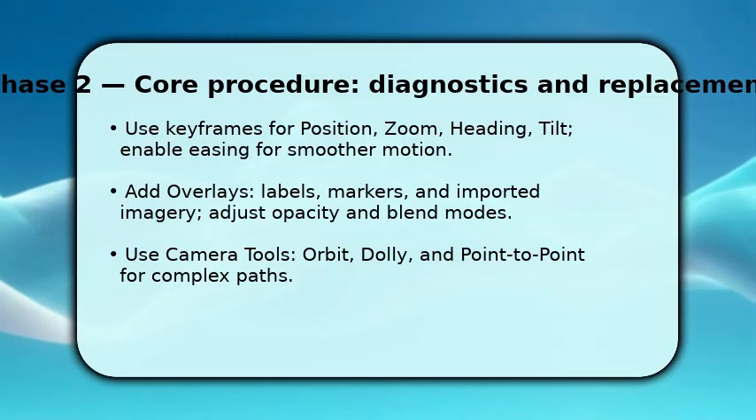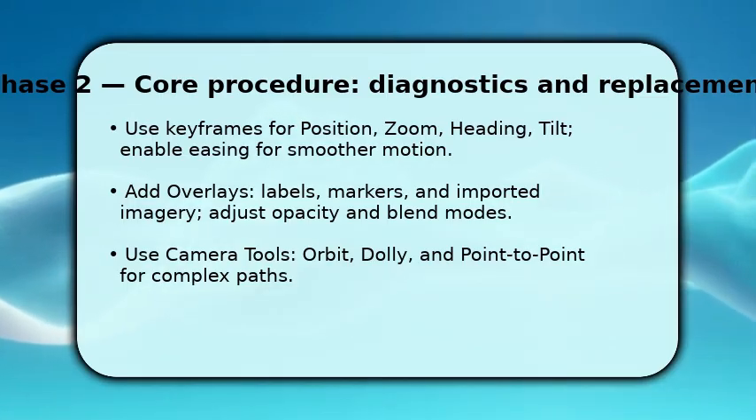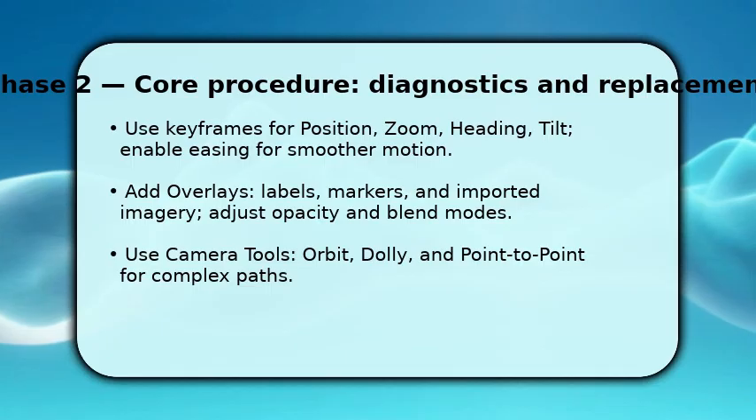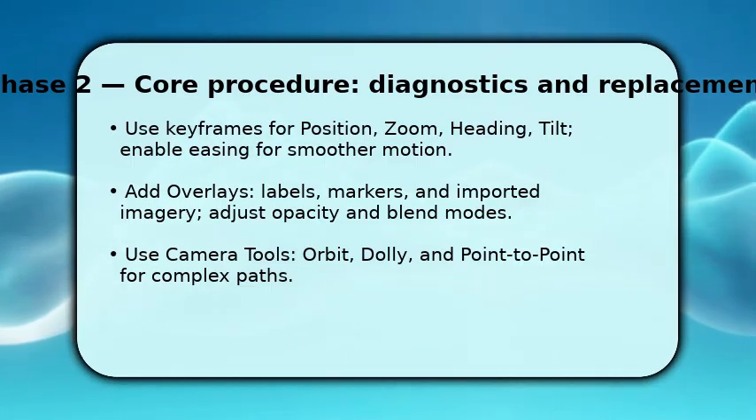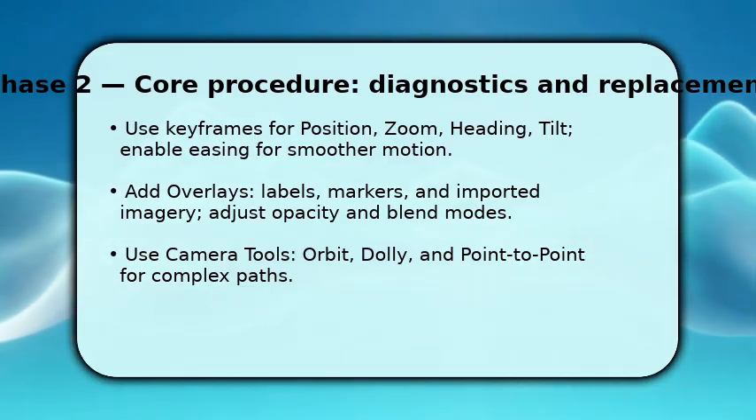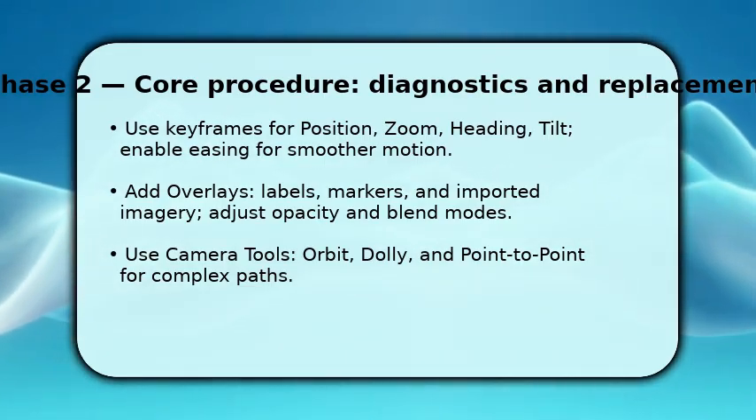For complex moves, use camera tools like orbit and point-to-point. They create natural arcs and dolly effects. Make sure to preview often at real-time speed to catch jarring cuts or clipping.